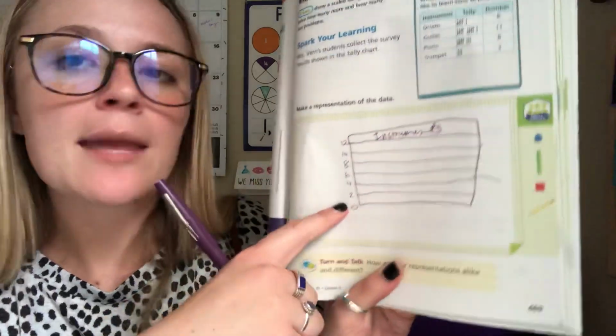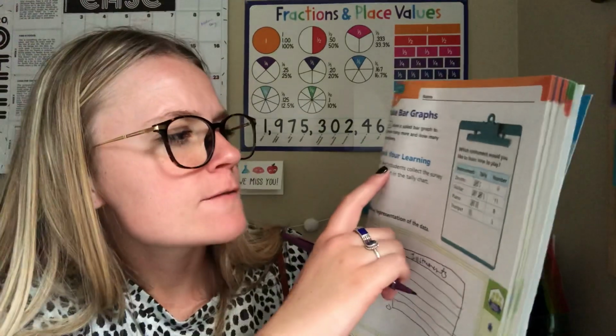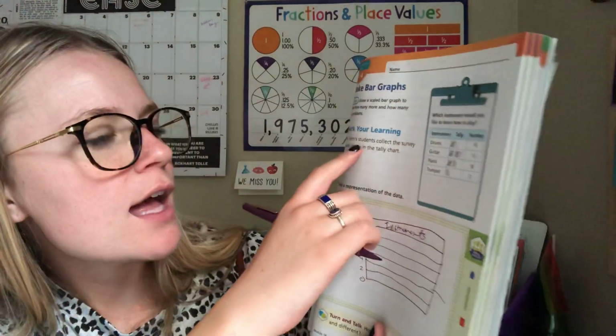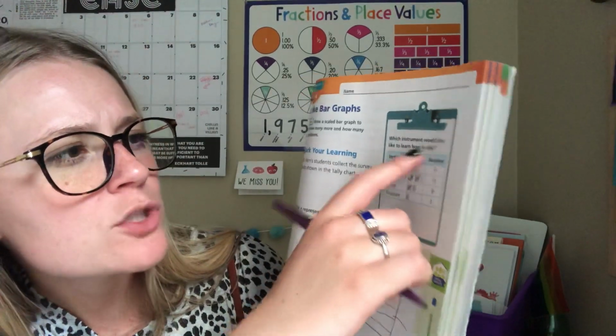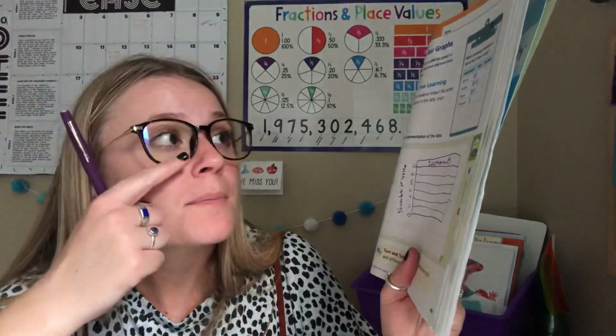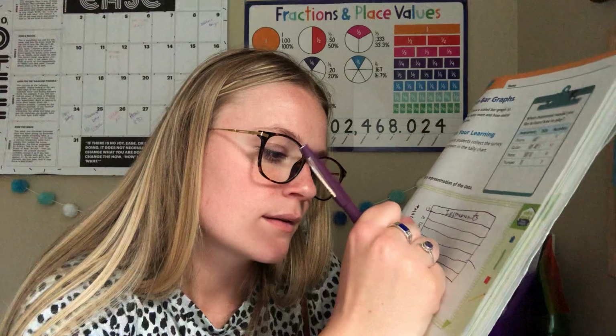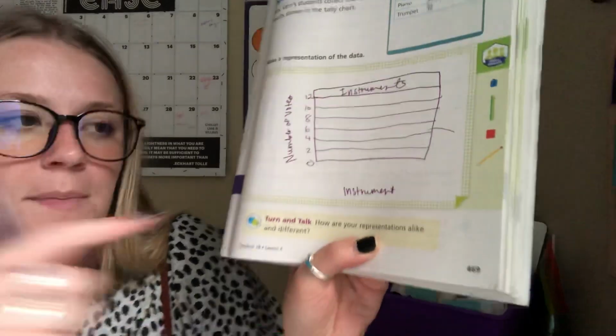Okay, so now we need to label what these numbers represent. Well, who did Mrs. Vern's survey? Mrs. Vern's students collect the survey results shown in the tally chart. Which instrument would you like to learn to play? So this is the number of votes for the instrument. Number of votes. You gotta label your graph. And then the bottom is going to be the instrument type. So that goes on the bottom. And see how I gave it some space, because underneath I'm going to have the specific categories.